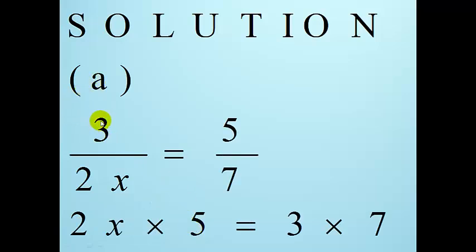A, given 3 over 2x equals 5 over 7. Solving for the equation means we are solving for the variable, so it means we are solving for x. Now we have to cross multiply, so we multiply 2x by 5, and we also multiply 3 by 7, that is cross multiplication. So we have 2x times 5 is equal to 3 times 7.